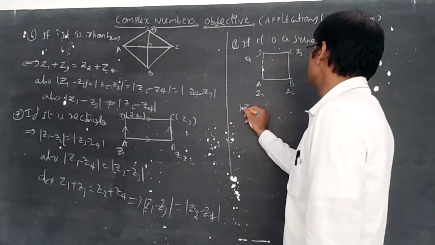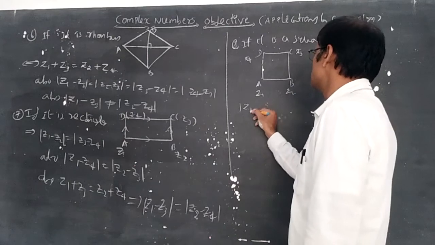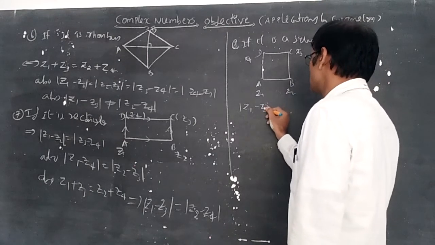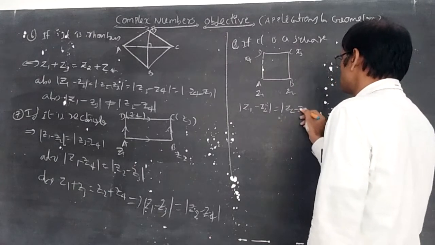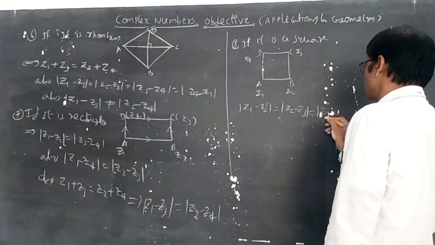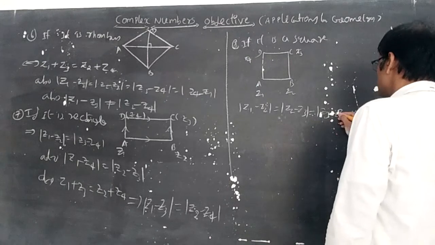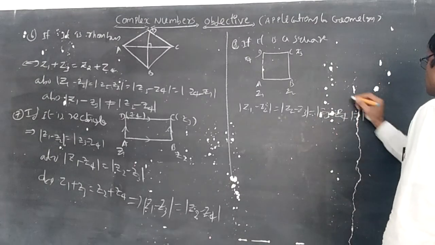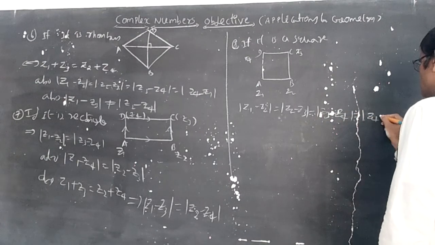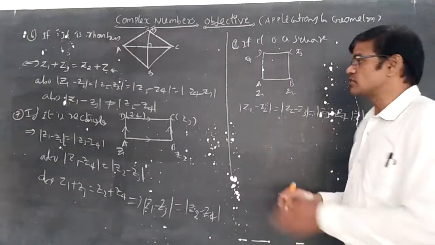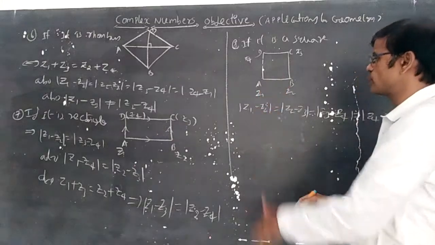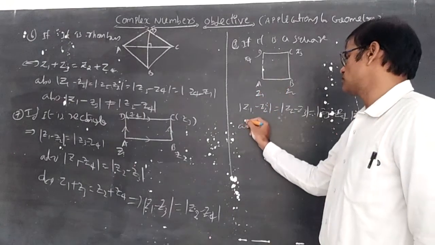Now, the condition is AB is equal to BC is equal to CD. So you can write here modulus of Z1 minus Z2 is equal to modulus of Z2 minus Z3 is equal to modulus of Z3 minus Z4 is equal to modulus of Z4 minus Z1.